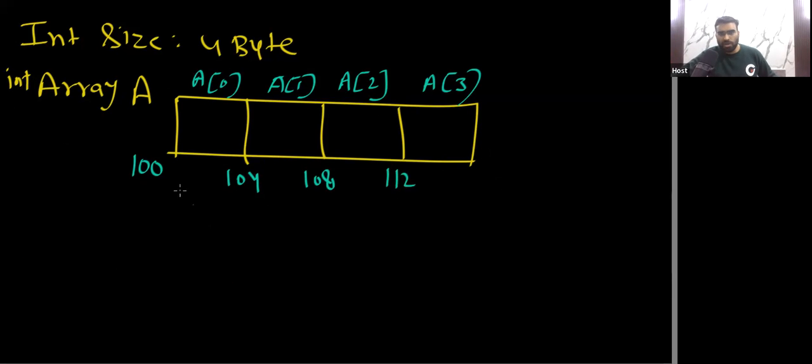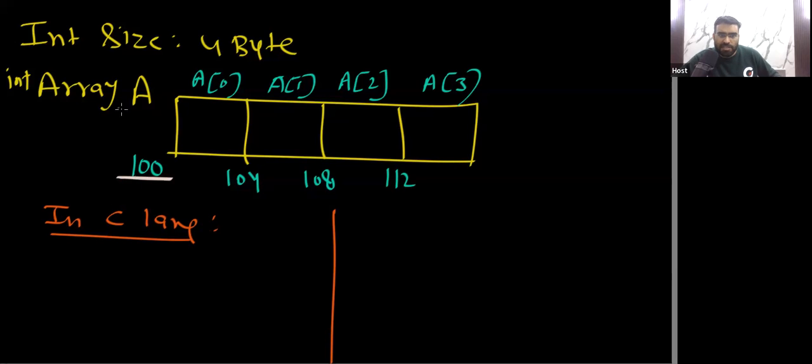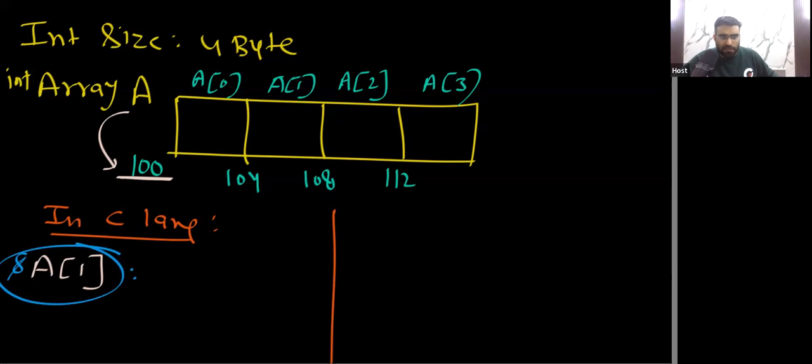Now you can notice in the C language, A represents 100. In the C language, if I write A[1], what does that mean? If I ask you what is the address of A[1], what will that be? In the C language, this is the index value or not? Just tell me.